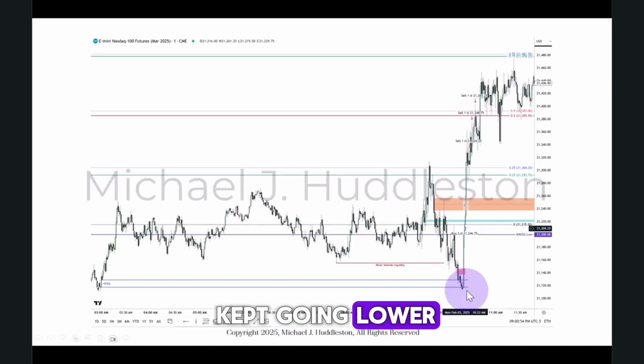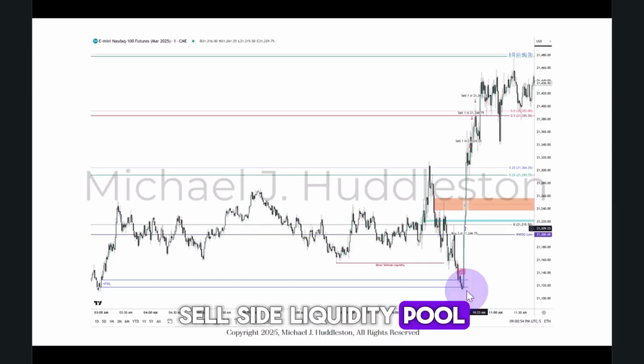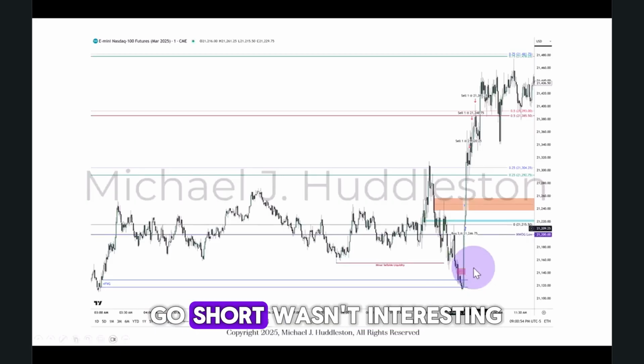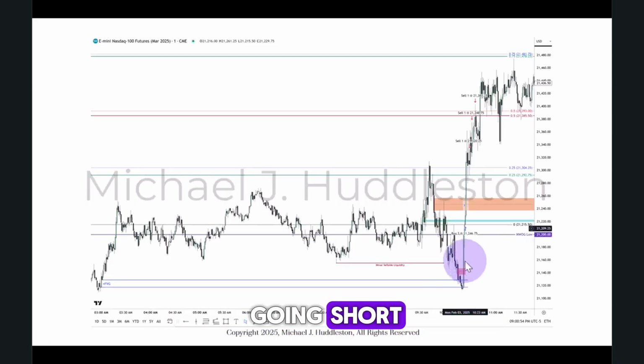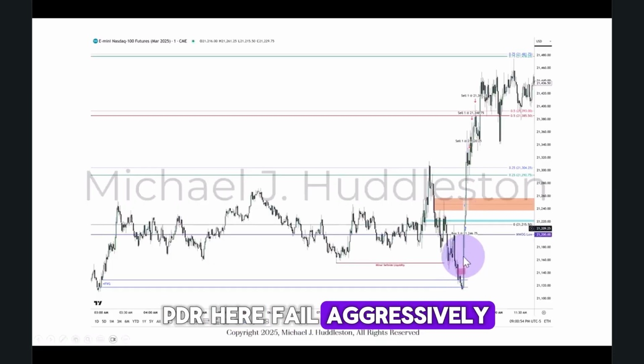If it would have kept going lower, you'll listen to a sound clip where I had 20,980 as a sell side liquidity pool. If I was not going to get a rip higher, I was not going to go short. I wasn't interested in going short. My interest was up here. And then seeing that PD array here fail aggressively.